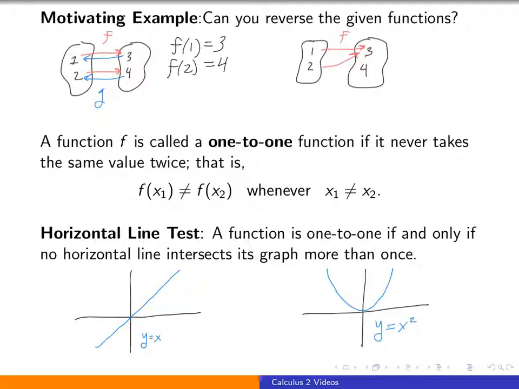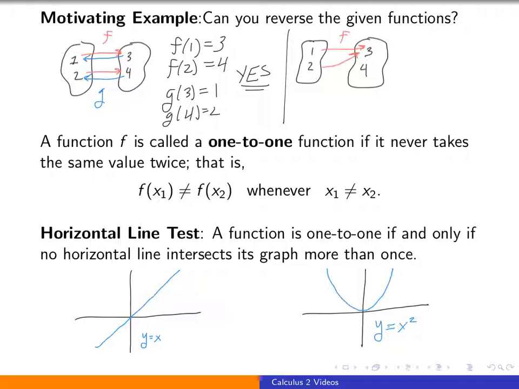So that works out perfectly fine. g of 3 equals 1, g of 4 equals 2. So in this case, the answer would be yes. I can reverse this first leftmost function.